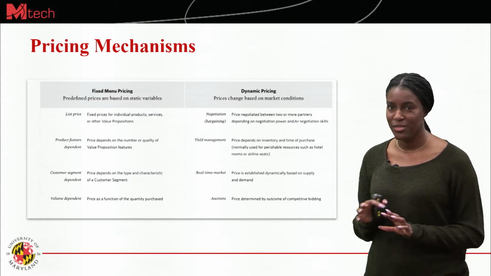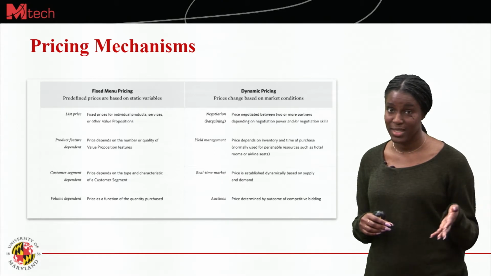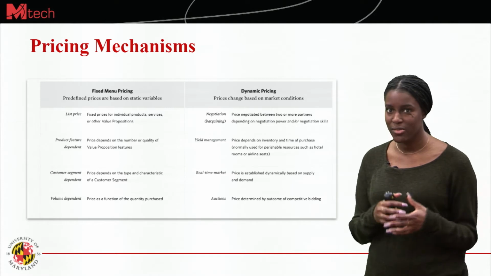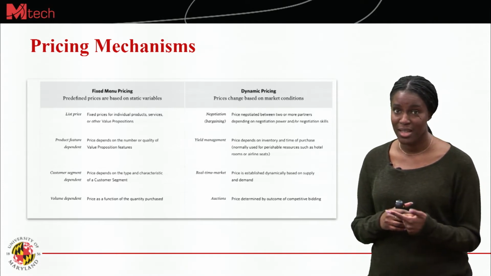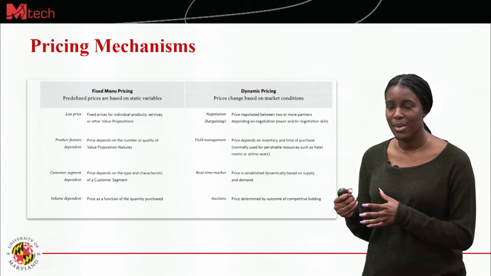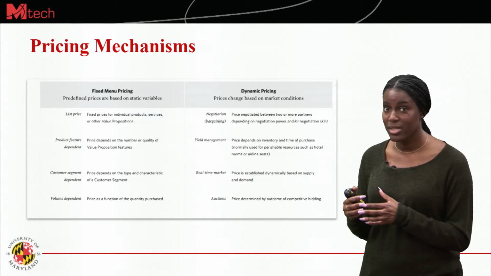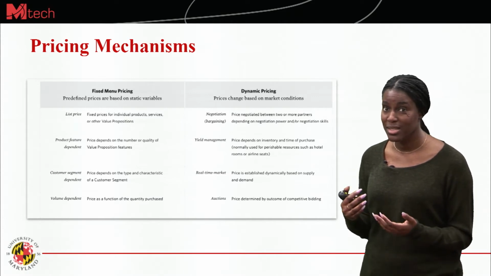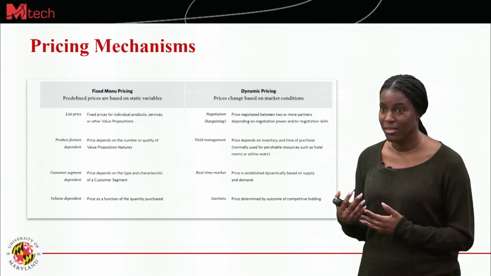Now, there's two different mechanisms that we should talk about. The first is fixed cost pricing, and that's really looking at price as it relates to fixed variables. So maybe there's a list price, the volume that you're selling, things that don't really change or vary in that regard. And then you also have dynamic pricing. And dynamic pricing is pricing based on market conditions. So if you think about an auction and the willingness to pay at that auction, that's going to affect the ultimate price of what you're selling.